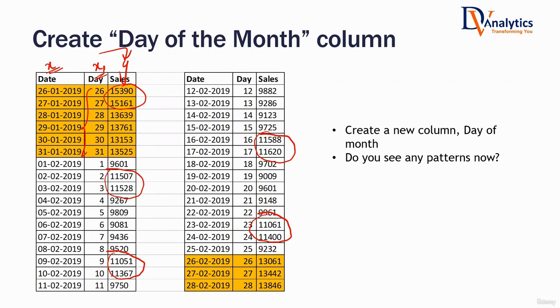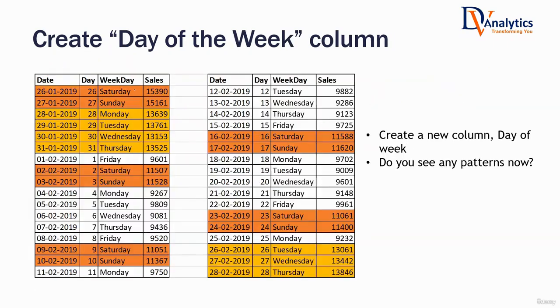So instead of giving directly the date, which is X, if I give X1, which is day of month, then I'll get better accuracy. In fact, I see another pattern. If I derive weekday, like Saturday, Sunday, Monday, Tuesday, Wednesday, and so on, every Saturday, Sunday, the sales is high. If you directly give the date, the machine learning model will not be able to understand anything.